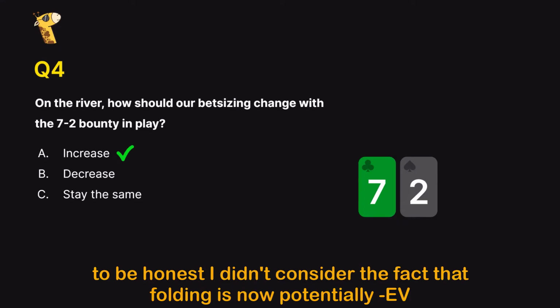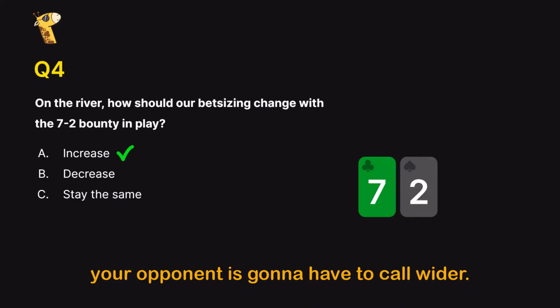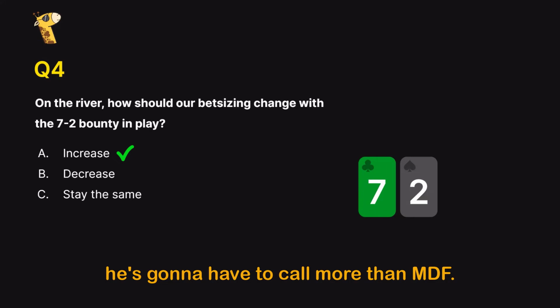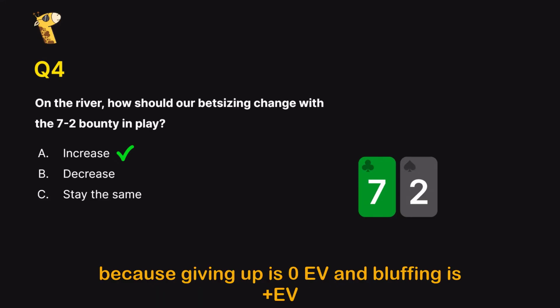Now, to be honest, I didn't consider the fact that folding is now potentially minus EV. My interpretation was with this bounty in play, your opponent is going to have to call wider. In situations where he's supposed to call MDF, he's going to have to call more than MDF. Because if he only calls MDF, then you would just bluff with 7 deuce all the time, because giving up is 0 EV and bluffing is actually plus EV.